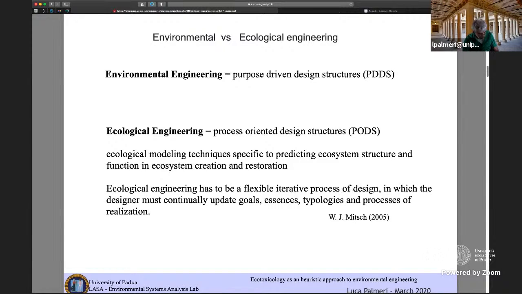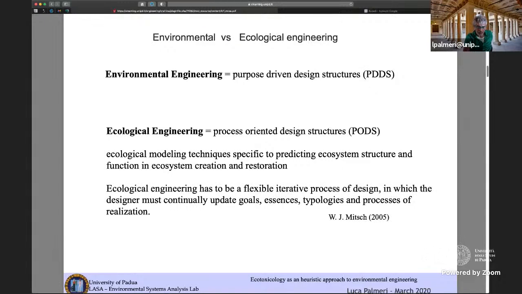So we are putting our focus more on the process of transformation, if you want, exchanges or flow of resources, consumption of resources, conservation, sustainability, and so on. These are all concepts that are more dealt with by ecological engineers.